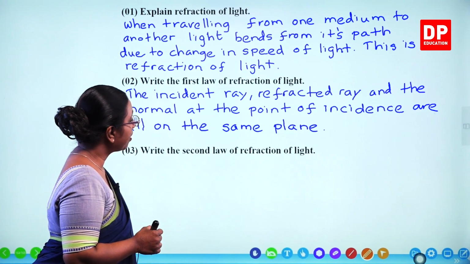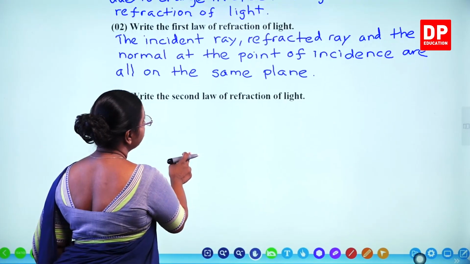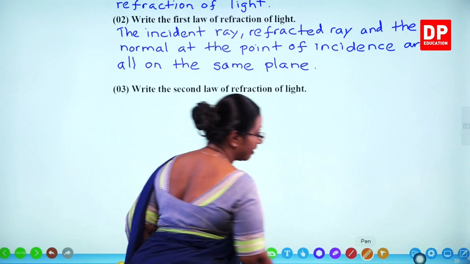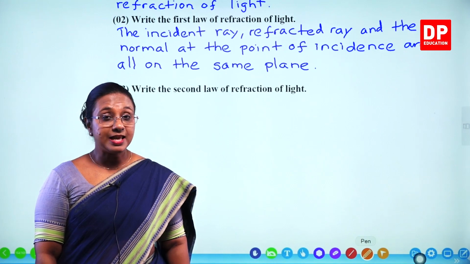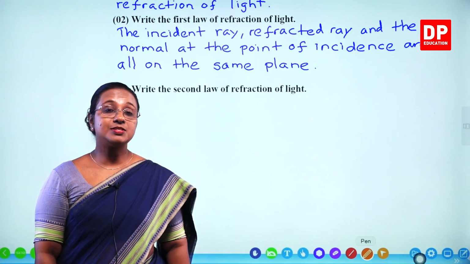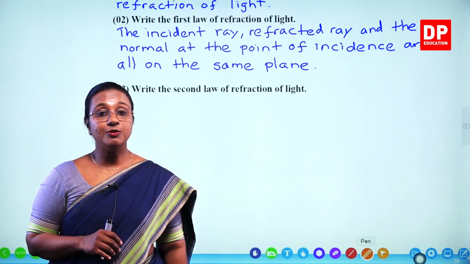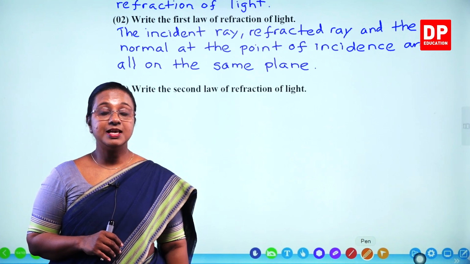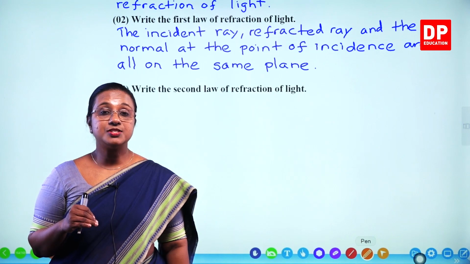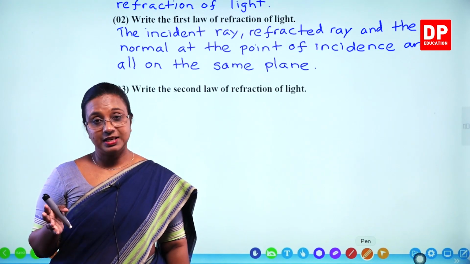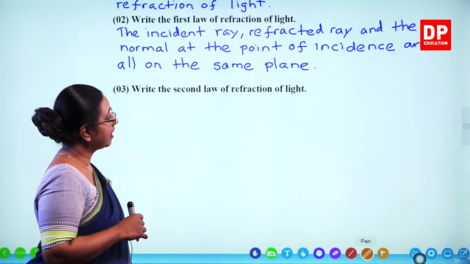Write the second law of refraction of light. What is the second law of refraction of light? I am sure you can remember this. We give a special name to this law as well, the Snell's law. What does the Snell's law say? The ratio between the sine value of angle of incidence and the sine value of angle of refraction is a constant for the two media. So that is the second law of refraction of light.